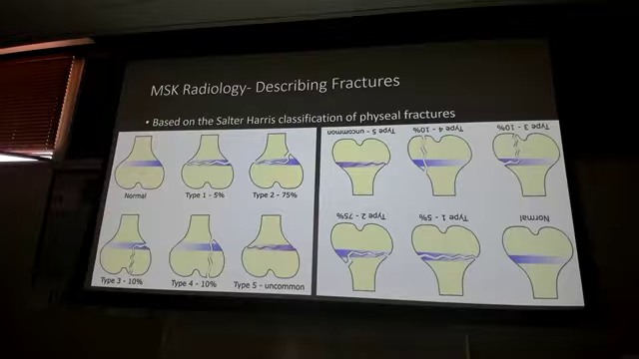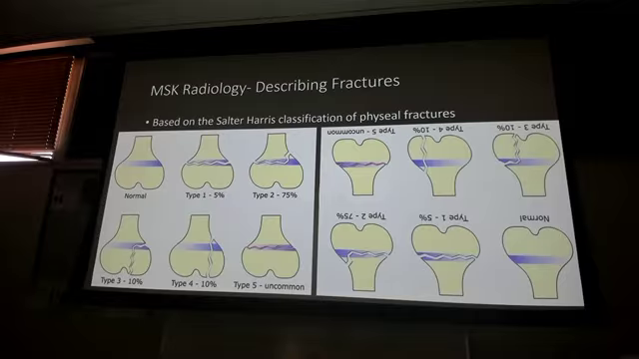Type 2, through the physes and through the metaphysis, or A for Salter as away. I do away from the joint, because if you do above, and then you look over here on picture 2, that could be confusing. Some people use A for above for Salter-Harris, but if it's flipped, that could be confusing. So I do away from the joint, A for away from the joint.